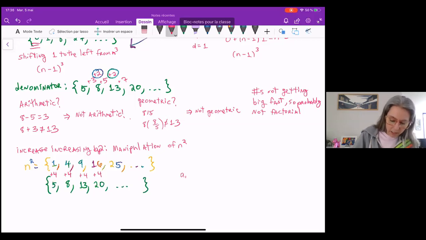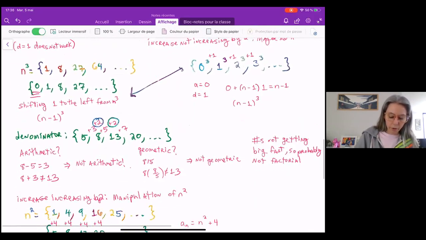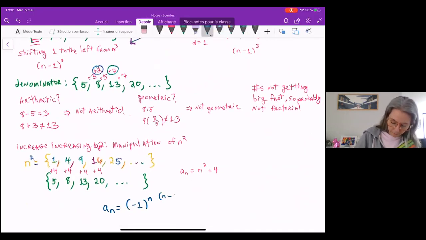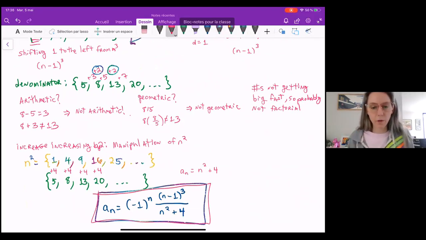which means that my a sub n for the denominator is n squared plus 4. Now my a sub n for the whole thing, we're dealing with the alternating part. We had -1 to the n for alternating. For the numerator, I got n minus 1 cubed. And for the denominator, I got n squared plus 4. And that is my final answer. A sub n is equal to -1 to the n times n minus 1 cubed over n squared plus 4.